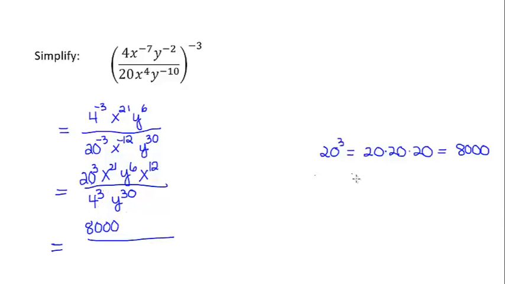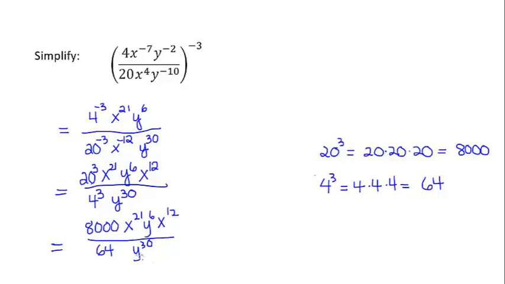I also want to work out 4 to the 3rd power, or 4 cubed, and that is 3 factors of 4 multiplied together. 4 times 4 times 4. And 4 times 4 times 4 is 64. Let's put the rest back in. So we have x to the 21st power, y to the 6th, x to the 12th, over y to the 30th.